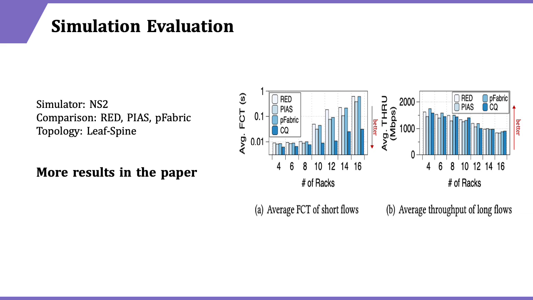In this section, we run a large-scale NS2 simulation to test the performance of different schemes and different network scales. Due to the limited time, here we only introduce our results in brief. The FCT of different schemes increases with the network scale. However, our CQ can still achieve a low FCT for short flows and higher throughput for long flows.